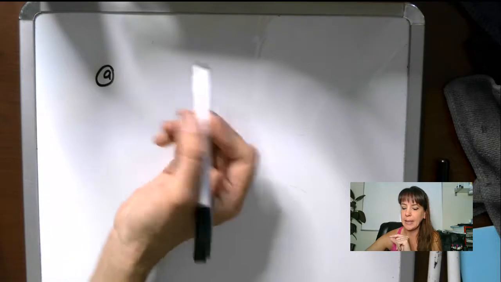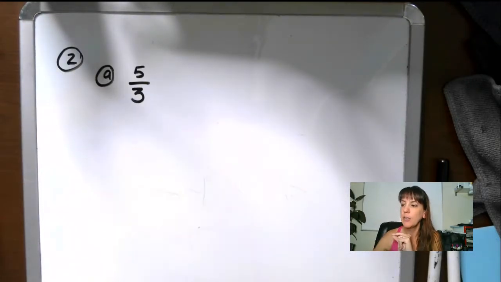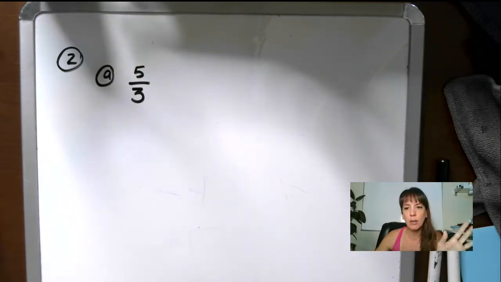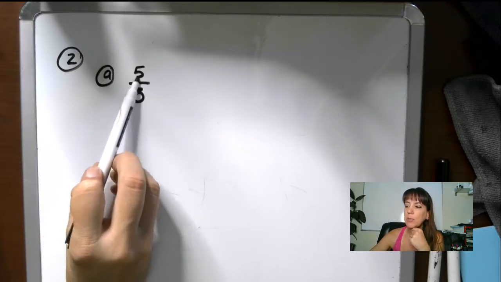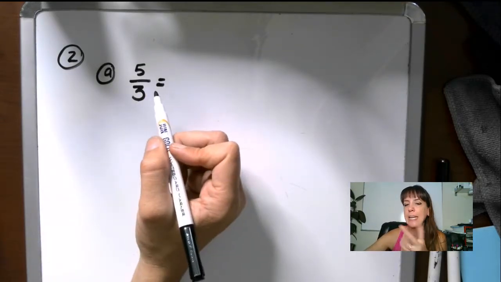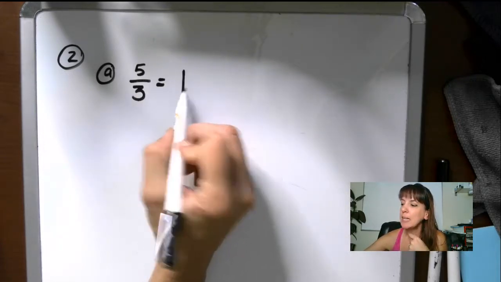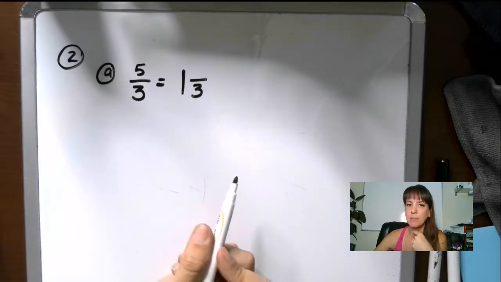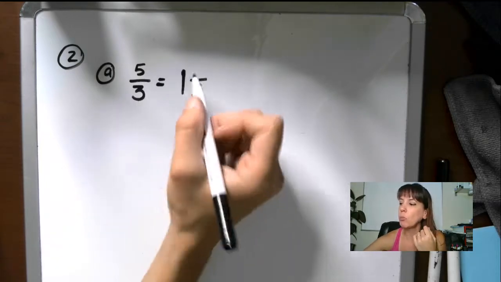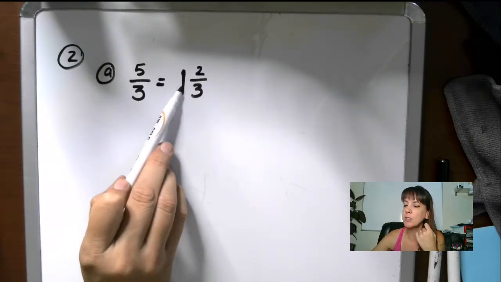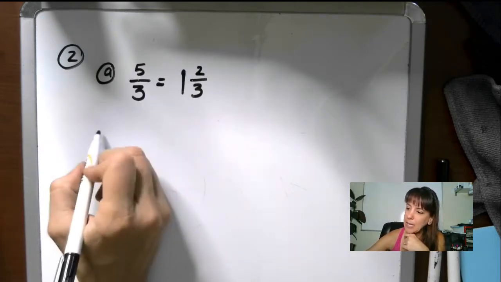All right, so this is example number 2, part A. 5/3. Again, we could draw it all out, but that's going to be a pain. So what you ask yourself is, how many times does 3 go into 5 without going over? It can't be twice because 3 times 2 is 6, and that would go over 5. So it's going to be 1 time, and then we always keep this denominator. 3 times 1 is 3, plus 2 more gives us 5. All right, 1 2/3.